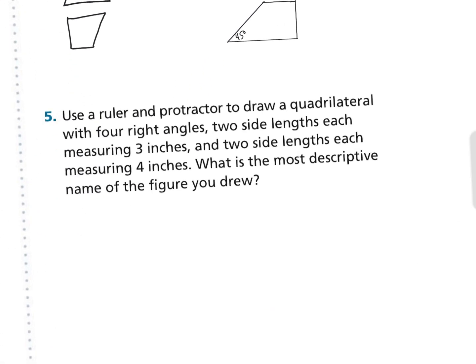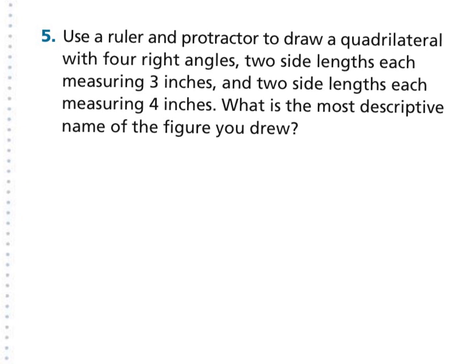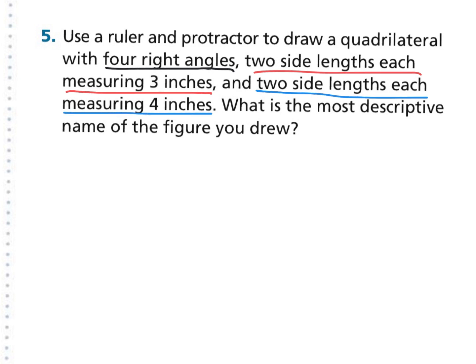So if we look at number 5, it says use a ruler and protractor to draw a quadrilateral with 4 right angles, 2 side lengths each measuring 3 inches, and 2 side lengths each measuring 4 inches. And what's the most descriptive name of the figure you drew? Well, if we have 4 right angles, I think we can probably freehand a right angle pretty well, that we probably wouldn't even have to have the protractor. I mean, I guess if we wanted to get it exact.